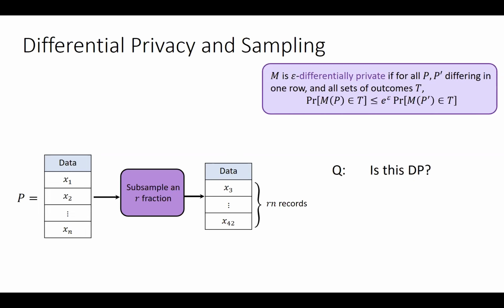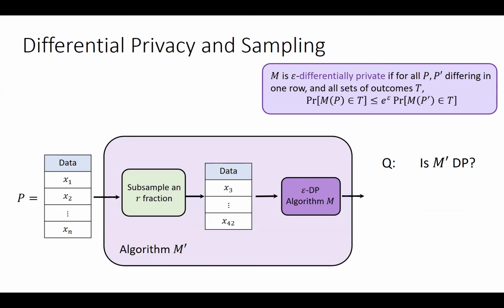Okay, so is this differentially private? Well, turns out the answer is no, not for any finite value of epsilon. And intuitively, the reason is, if you look at the output, these Rn records, and you see that, say, X3 is in the output, then you know with certainty that X3 was in the original data set. Whereas if X3 was not in the original data set, X3 would appear with probability 0 in the output records, which would violate the strict multiplicative e to the epsilon guarantee. Okay, so sampling on its own doesn't guarantee differential privacy.